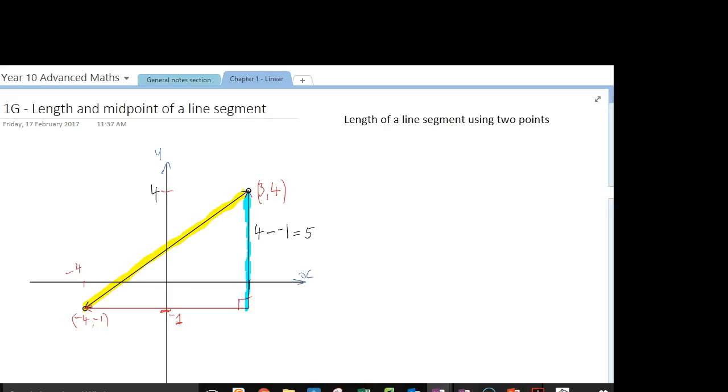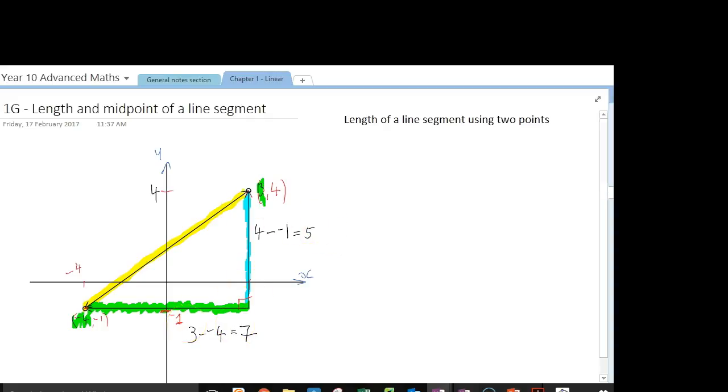The second one here is the run, which is this one here. Now to work out that, we're going to look at the x coordinates of these points. So 3 for that one and -4 for that one. Let's write that in there. Because we did 4 take away -1 here, we have to do 3 take away -4 here. So 3 take away -4 equals 7. So we've got two lengths.